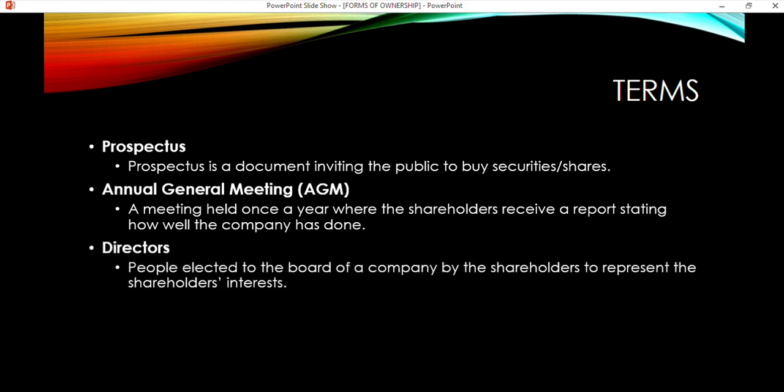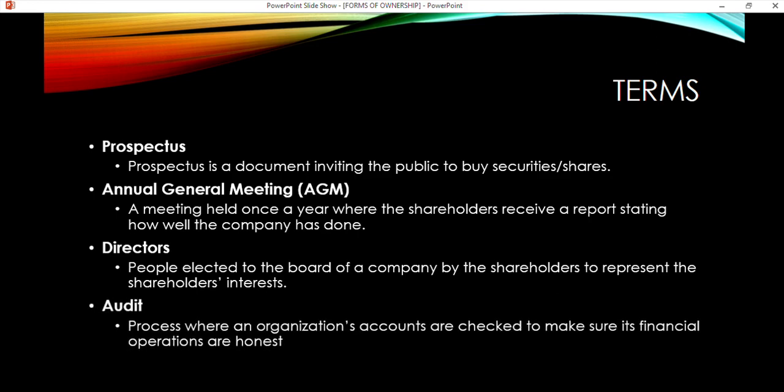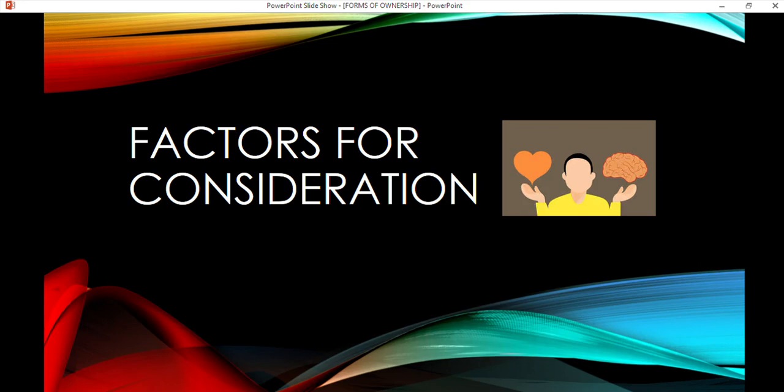Directors, that's the people that are elected to the board of a company, and they will represent the shareholders' interests. They'll make the day-to-day decisions. They will make sure that they carry the shareholders' interest at heart, make sure that there's profit, or do their best, but they work in that capacity for the company. Audits, that's where the business's books or accounts are checked to make sure that all the operations are honest. And these are quite strenuous processes.